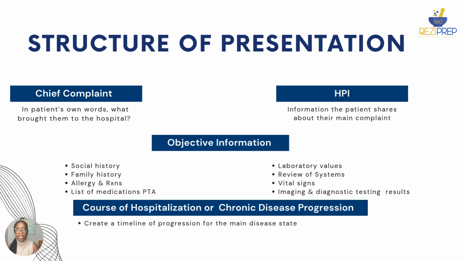They may say things like, my head was hurting really, really bad, and I took my blood pressure at home, and the machine told me that my blood pressure is like 200 over 170. So I called my doctor. He told me to come to the emergency room. Objective information. This is going to be a great part of your patient case.